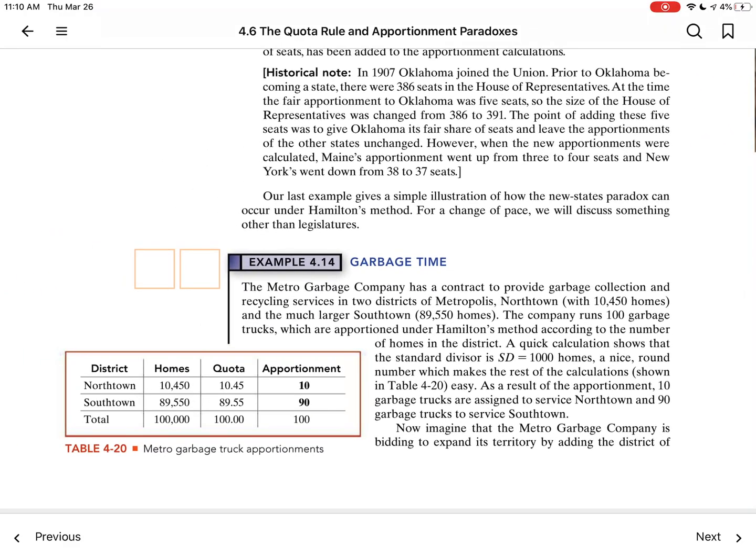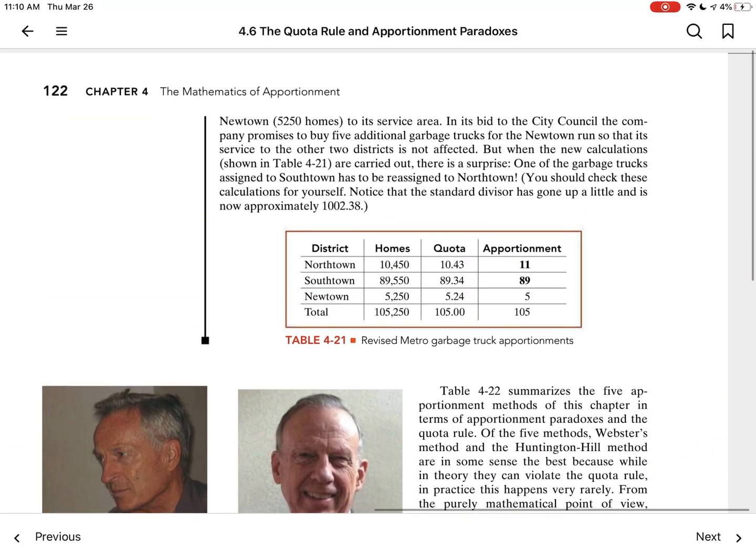They do an example with a garbage company, and so when there were only two districts in the city, Northtown and Southtown, with 10,450 homes and 89,550 homes respectively. Using Hamilton's method, they apportioned 10 garbage trucks to Northtown and 90 to Southtown. But now they add a new district. So now there's Newtown, Southtown, and Northtown. Nobody moved away from Southtown. They just added 5,250 homes to make a new district called Newtown. And because that quota was 5.24, which should definitely be rounded down, they added five trucks.